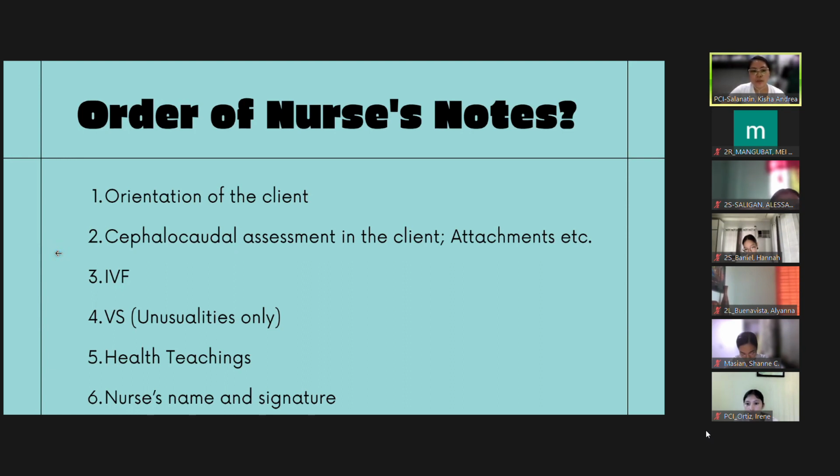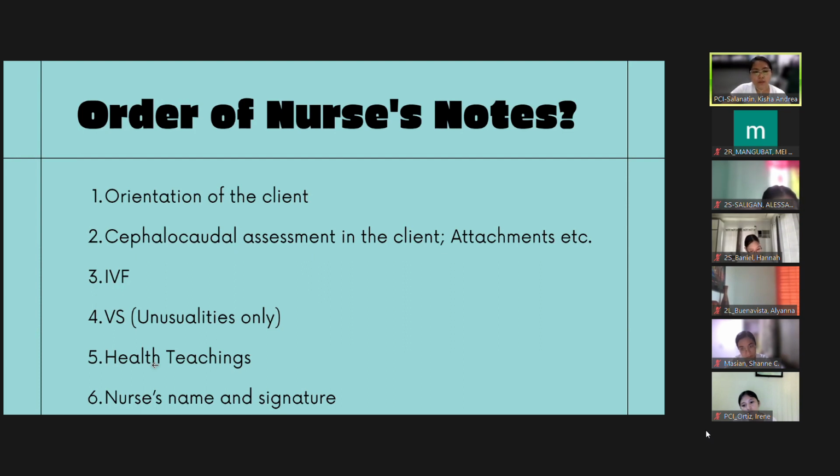Then next, you will put the IVF, or the intravenous fluid. So put the type of IVF there too. For example, is it plain lactated ringer or plain NSS. Then put the rate also. For example, the rate is 80 cc per hour. And then put the IV site also. Which vein did you insert it in? For example, the left metacarpal vein or right metacarpal vein. And then, put the intake also.